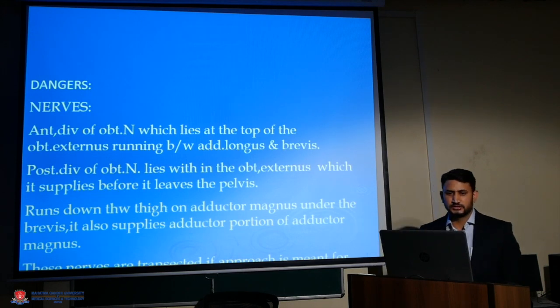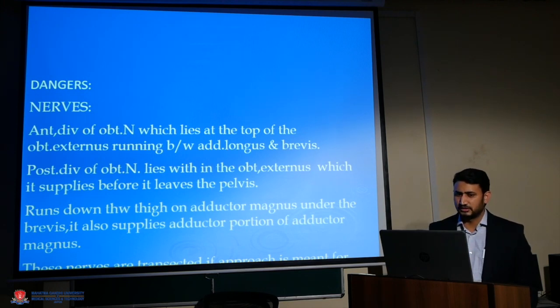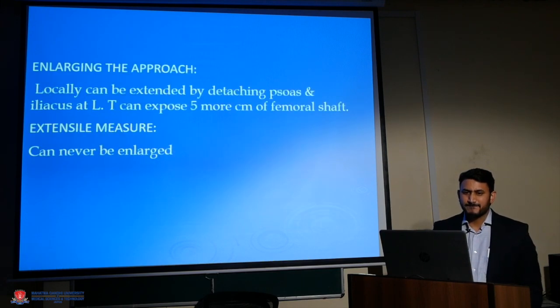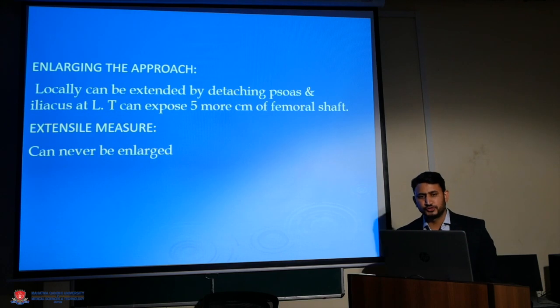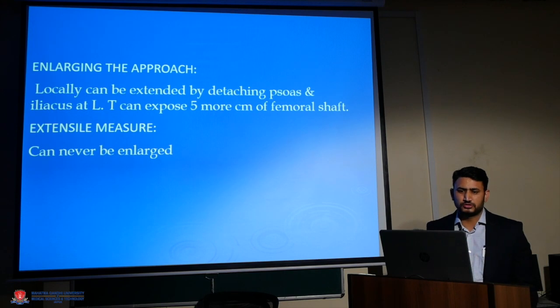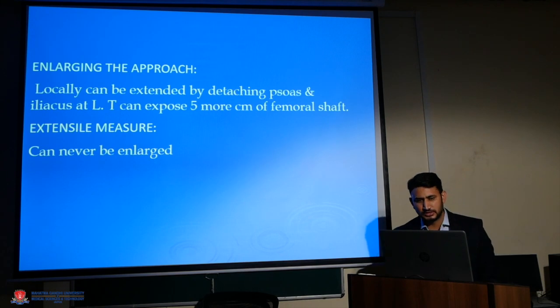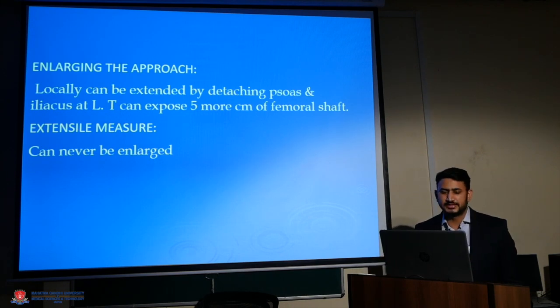Dangers in this approach are the anterior division of the obturator nerve, which lies on top of the obturator externus, and the posterior division of the obturator nerve, which lies in the obturator externus also. Enlarging this approach: it is a minimally invasive approach and we cannot enlarge it further, so we use it only for congenital dislocation of the hip or septic arthritis, only for a small incision and minimally invasive procedure.